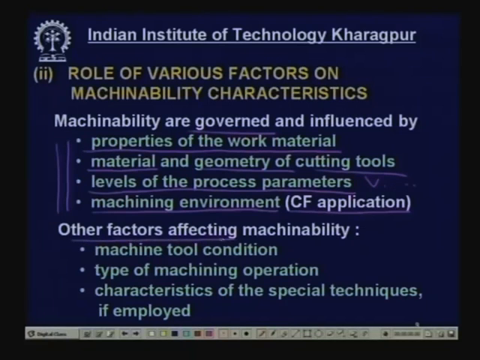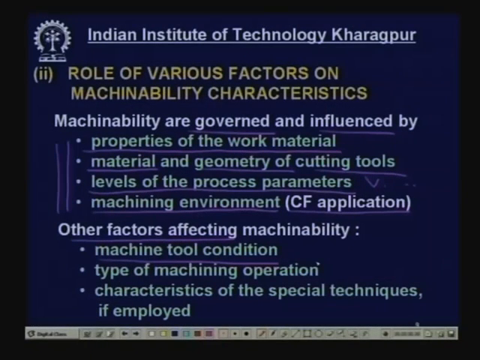Other factors that also affect or influence machinability are machine tool condition. If the machine tool is very bad, not rigid, is very compliant or has a lot of backlash, then the quality of the product will be very bad. The type of machining operation, whether it is turning or milling or say reaming, also matters. If it is rough turning, then quality of the job will be less, but the cutting tool life will be good. If it is a finishing operation, tool life will be less, but finish will be good. So, the machinability also depends upon the type of machining operation.